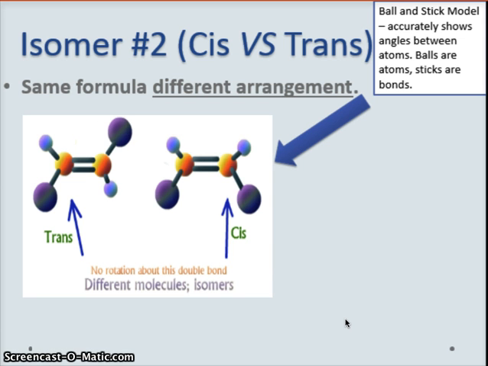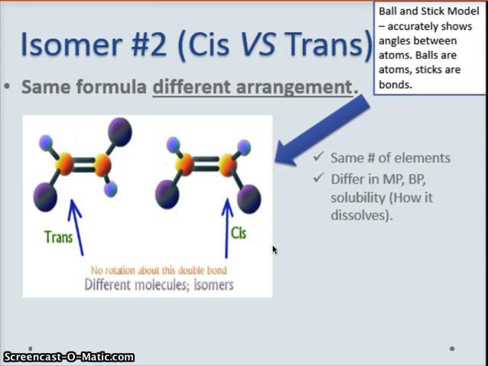Here's another example of an isomer: same number of carbons, same hydrogens, same oxygens, different arrangement. Here you see a double bond. Again, a ball and stick model shows the angles. What is this cis and trans business? Cis means that the atoms are in the same orientation. If you slice this molecule in half, it will become a mirror image, so you'll see the same thing on the left and the same thing on the right. Here, however, if you slice this in half, you do not have a symmetrical representation. Because of that, it's considered trans.